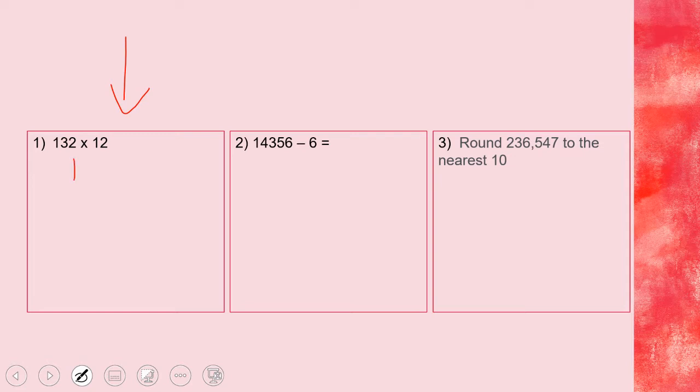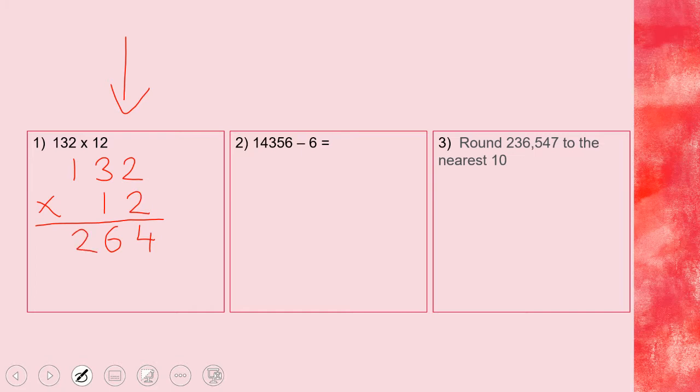So we need to set it out in a column method, just like we did before. And we start by doing 2 multiplied by 132. So we're just ignoring the 1 for now. So we know that 2 times 2 is 4, 2 times 3 is 6, 2 times 1 is 2.